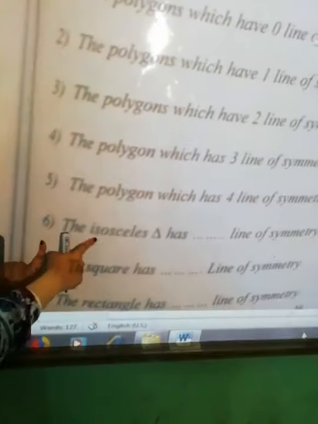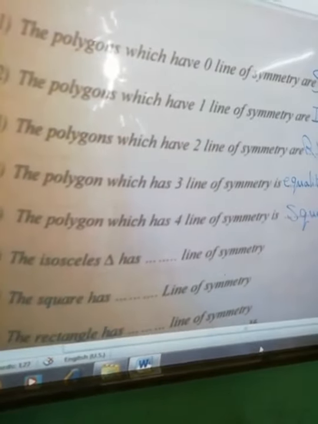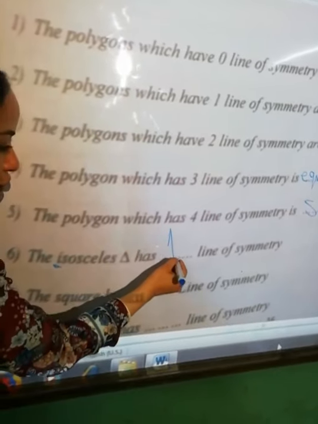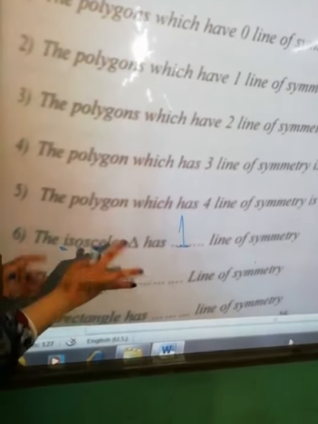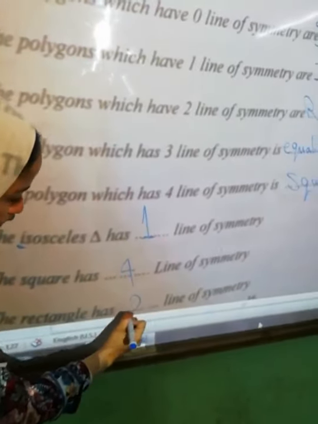And number six, the isosceles triangle has how many lines of symmetry? Isosceles, so it's one line of symmetry. Number seven, the square has how many lines of symmetry? Yes, square, four lines of symmetry. The rectangle has how many lines of symmetry? Yes, just the two lines of symmetry.